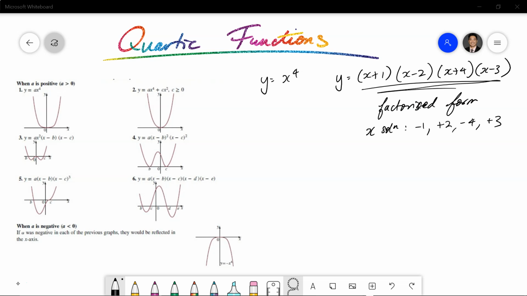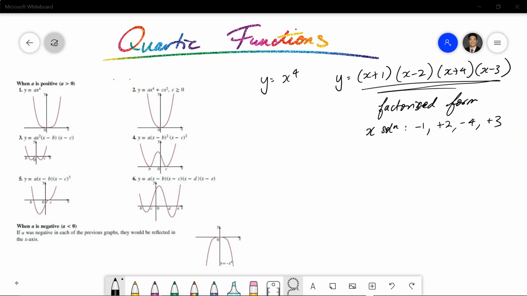Obviously, if a, which is the coefficient of x to the power 4, is negative, you're going to have an inverted function. Okay, so similar to any parabola, if x squared is negative, then it's an upside down or inverted parabola. It's the same thing with cubic functions or quartic functions: basically everything's inverted if a is negative.